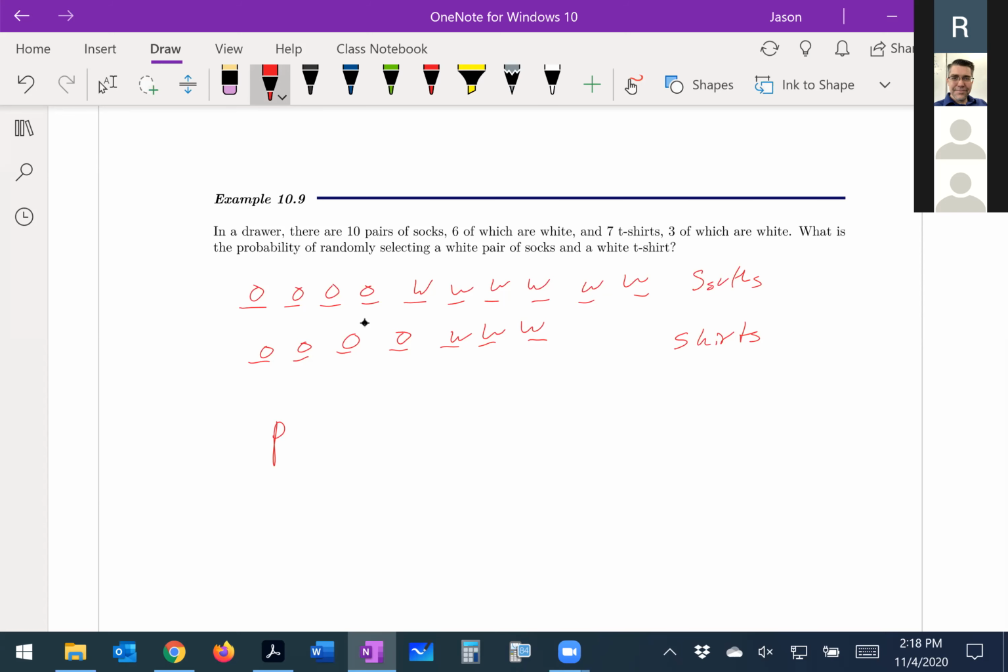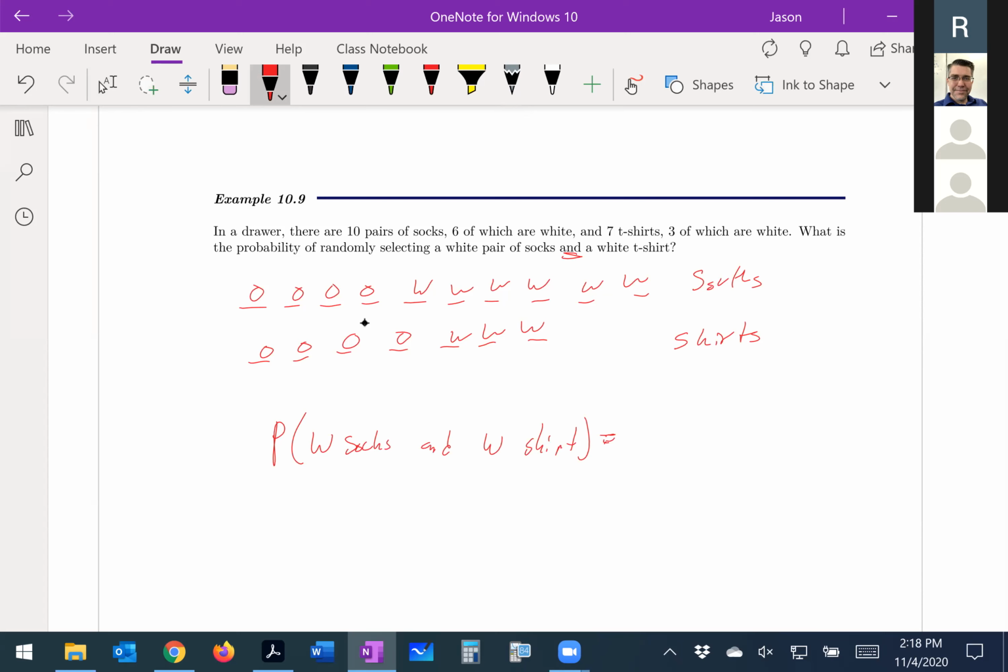Probability of getting a white pair of socks. Okay, and, oh, it says and here, and a white shirt. White socks. Okay, and white shirt.